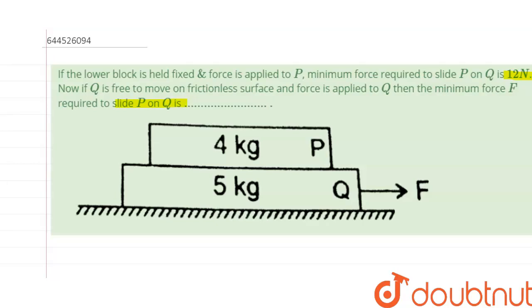We have to find out the minimum force which is applied on Q so that P, which is on Q, slides on Q. To solve this question, first we have to make the free body diagram of P as well as Q. So let's start with the free body diagram. First we make the free body diagram of block P.